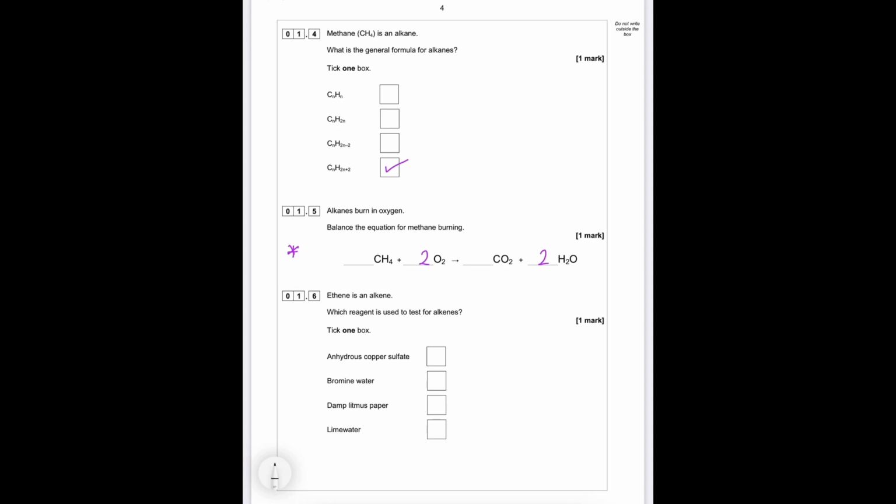For the next question, we are told ethene is an alkene. Which reagent is used to test for alkenes? And the correct answer would be bromine water, because bromine water is a brown orangey coloured liquid to start with, and when you mix it with your alkene and you give it a shake, it turns into a colourless solution.